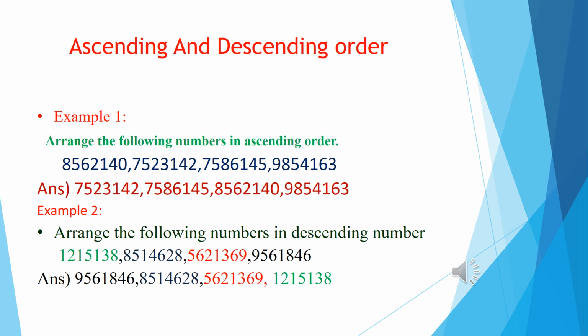So we have to first write the biggest number. If you observe all the numbers, the biggest among these is 9561846. A little smaller after this is 8514628. A little smaller after this number is 5621369 and the smallest of all is 1215138. So these are the numbers arranged in descending order. Hope you all remembered how to arrange the given numbers in ascending and descending order.